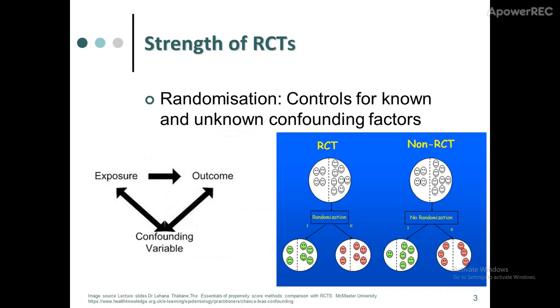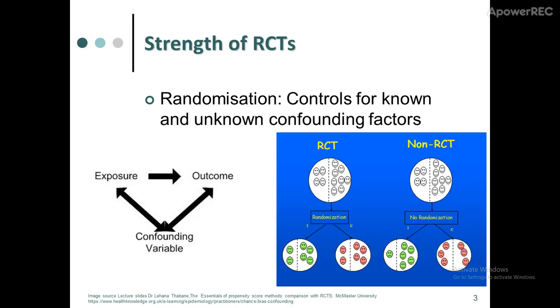The critical strength of RCTs over observational studies lies in randomization, which helps to control for both known and unknown confounding factors. This makes treated and untreated groups comparable in terms of observed and unobserved baseline factors. Consequently, observed treatment effects are very much likely to be due to the intervention.